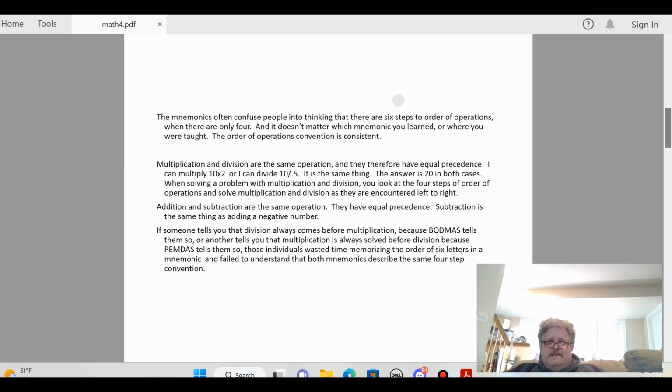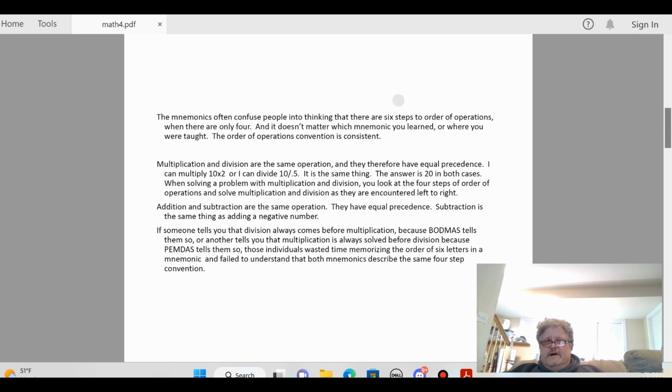These math puzzles aren't real world things, but with real world problems, we want people getting the same answers. So again, multiplication and division are the same operation, and that's why they have equal precedence. I can multiply 10 times 2, or I can divide 10 by 0.5. It's the same thing. My answer is going to be 20 in both of those cases.